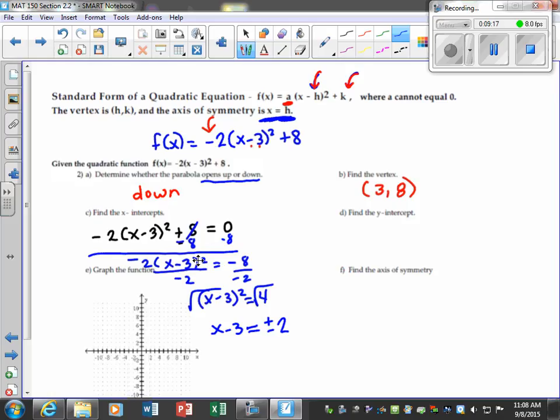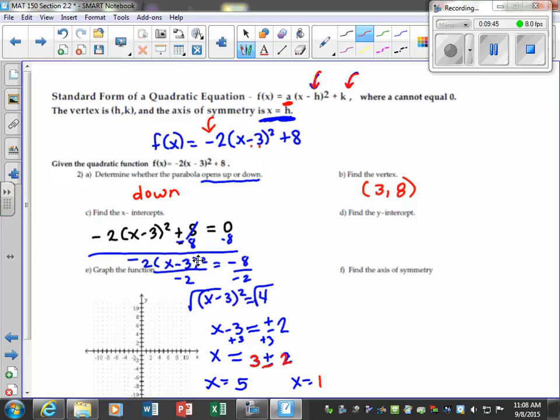So now, I'll move 3 to the other side. So add 3, that gives me 3 plus or minus 2. Now let's give our two solutions. 3 plus 2 gives us 5, and 3 minus 2 gives us 1. So that's going to be our x-intercepts.